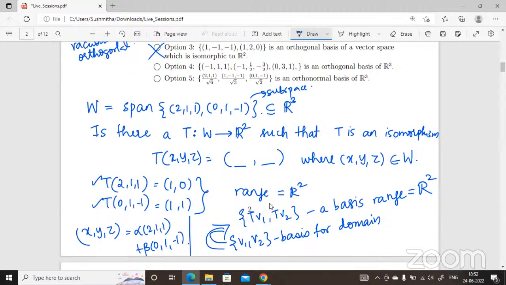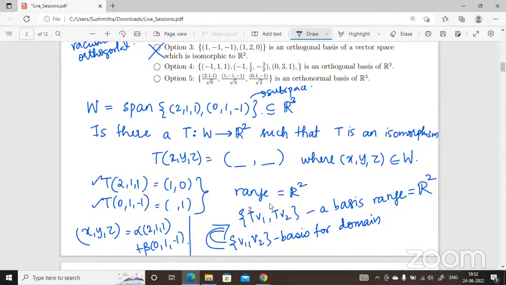I am defining what T of x, y, z is. And to define this isomorphism, it is enough if I define it on the basis, right? Once I know it on the basis, I know it on the entire space, right? Yes, ma'am. So I'm defining it like this: T of (2, 1, 1), the first basis vector, goes to the vector (1, 0), and the second basis vector goes to (1, 1). But it could go to maybe (2, 4) or some other thing.